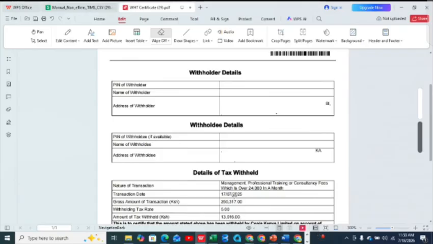So if the transaction date is 2025, you can do it for 2025. I need to show you what you need to do when you get to your Excel sheets in order to file returns for withholding tax. So don't struggle a lot.